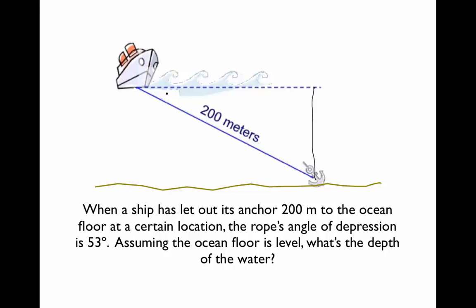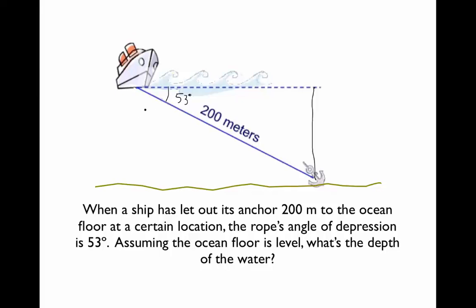Next to the boat. Next to the boat. Is that a correct angle of depression? Swept down from horizontal. So you got it. That's 53 degrees. So if you make this triangle over here, and you put 53 there, you got it.